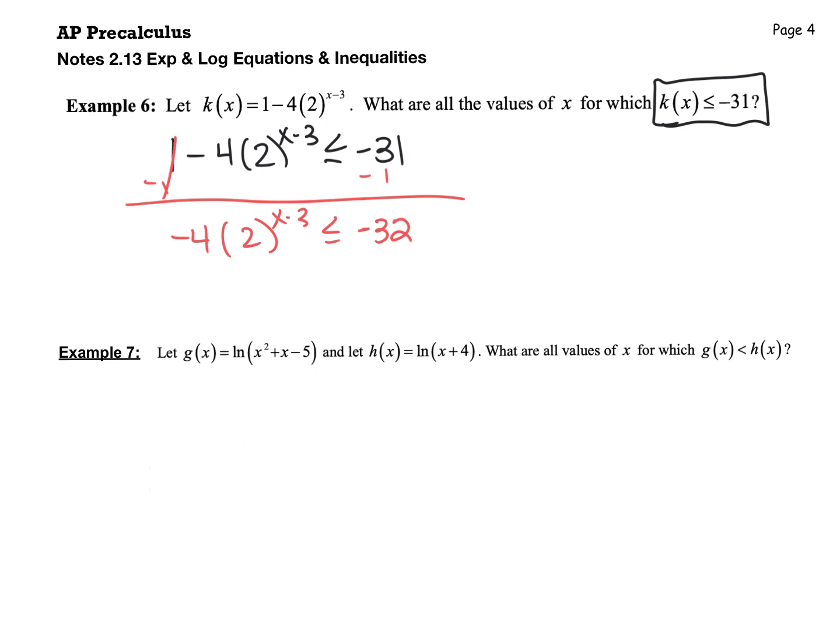Now, this is where you've got to remember your algebra. All right. What are we going to do next? Divide by negative 4. Anything special happen in inequalities when we divide by a negative? You've got to flip the inequality symbol. So it would become 2 to the x minus 3 is greater than or equal to 8. Okay.